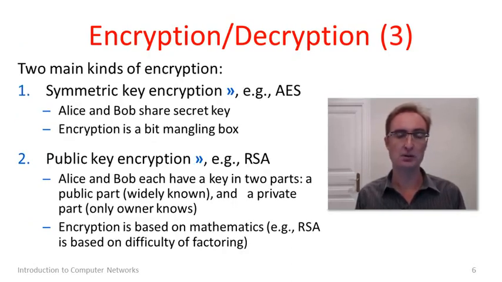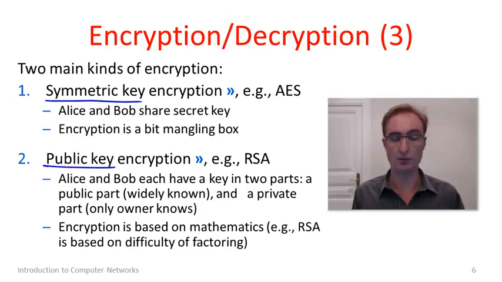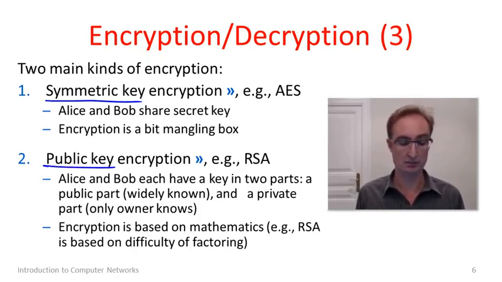Okay, so I'm going to talk briefly about the two different kinds of encryption schemes that you'll run into, and their pros and cons. That's our job for this segment, to find out about these two kinds of encryption. They are symmetric key encryption, or secret key encryption as it's sometimes called, and public key encryption, or asymmetric encryption as it's sometimes called.